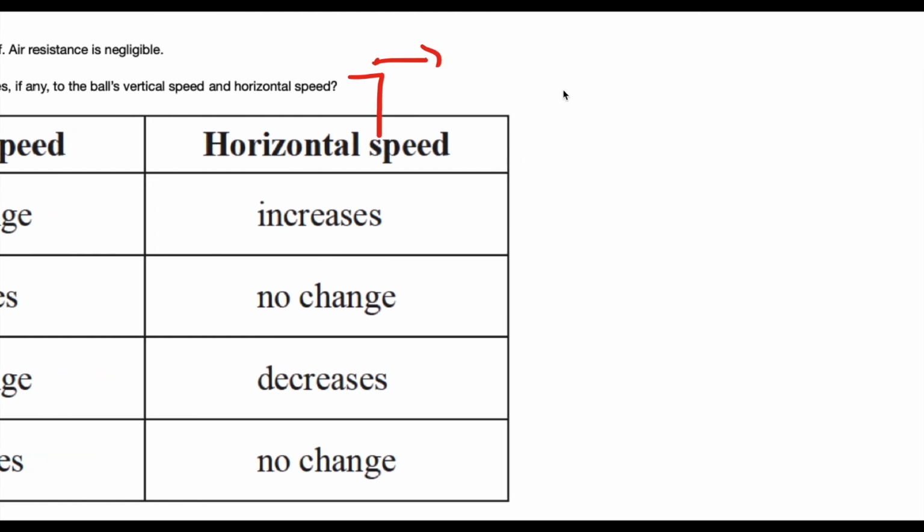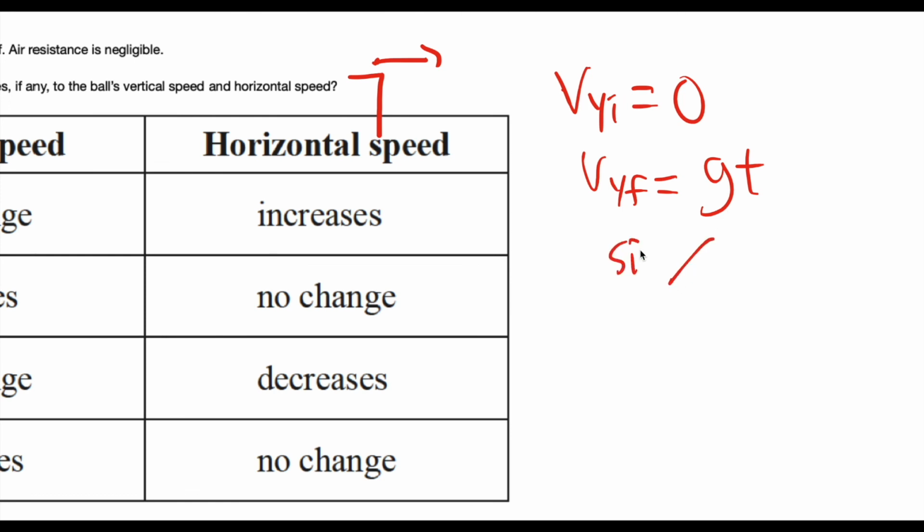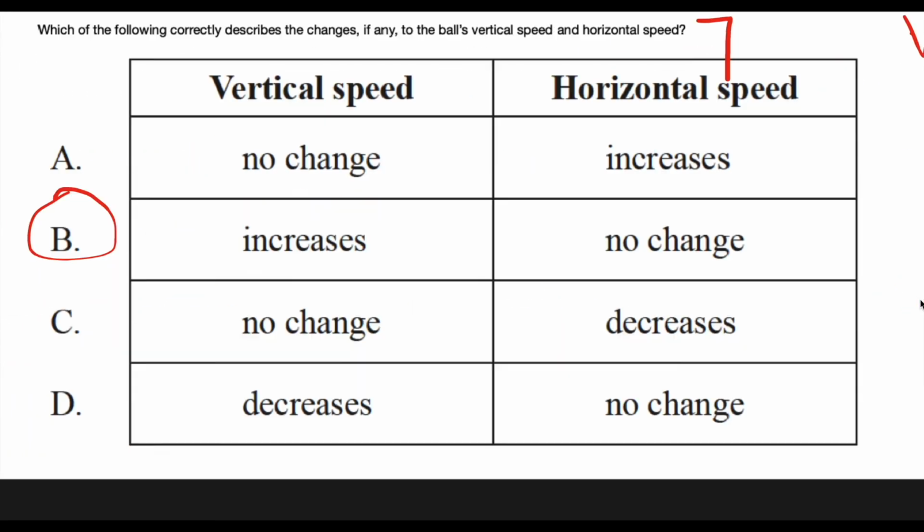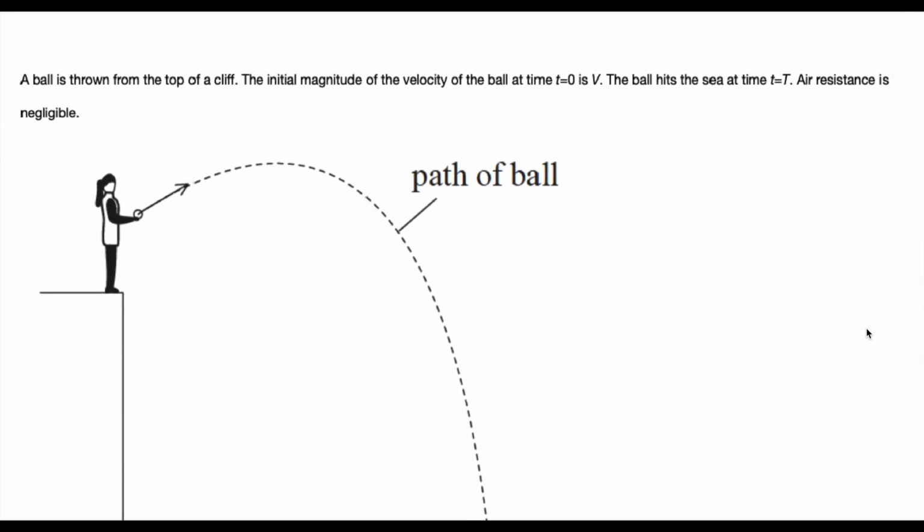So it's going to have an initial vertical velocity of 0. So its final vertical velocity is going to be equal to gravitational acceleration times time. And for speed, you're going to take this acceleration as a positive value, so it's going to increase as time increases. But for velocity, you're going to take the acceleration as a negative value, so it's going to decrease. So B is the correct answer for this problem.